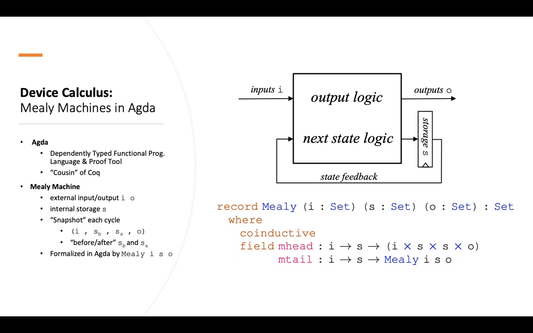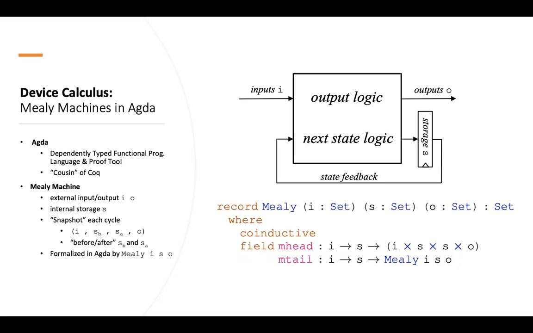In order to represent a Mealy machine, look at this diagram, which is a traditional representation of a Mealy machine, where every cycle you have an input I, an internal storage S that's read, and some updates to that internal storage, and then at the end of the cycle you produce some output O. This representation says, I construct this Mealy type constructor. It's co-inductive, whatever that means, don't worry about it. Just think it means that it's non-terminating.